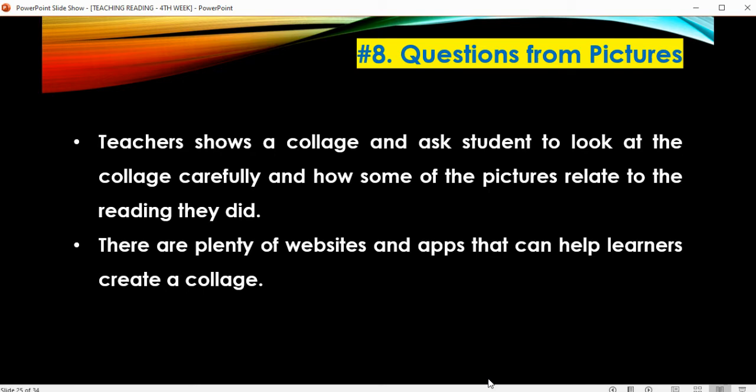If you use digital tools, there are different kinds of websites and apps that can help learners create a collage. So remember, a collage is when you join some pictures, some images. If you don't have the possibility to do it digitally, they can do it as we usually do, using pictures. You can tell them to bring some magazines, newspapers, and then they are going to create their own collage related to the reading that they read.